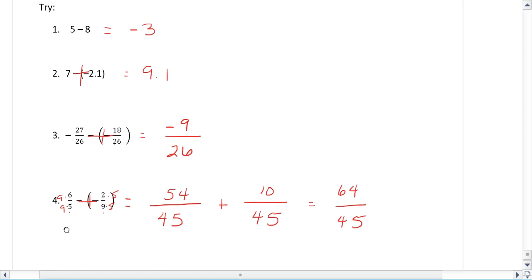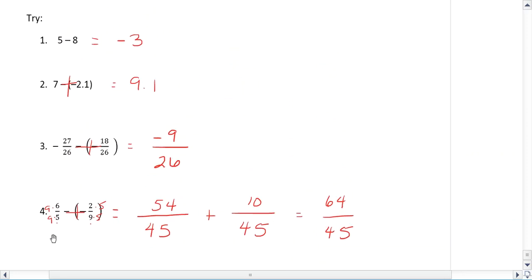All right, I think that's everything. So now you have the knowledge you need to work on section 1.4. Have fun with that.